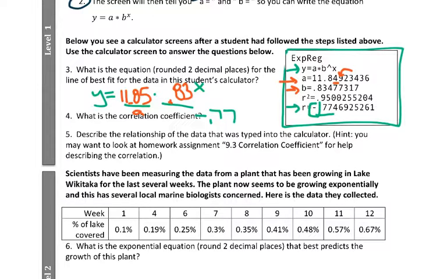Okay, so we need 2 words to describe this, and if I'm looking at my little number line, I know for sure it's going to be negative. So whatever the data was, it's putting the dots in a downward trend. And 0.77 is in the strong range, so this is going to be a negative strong relationship.